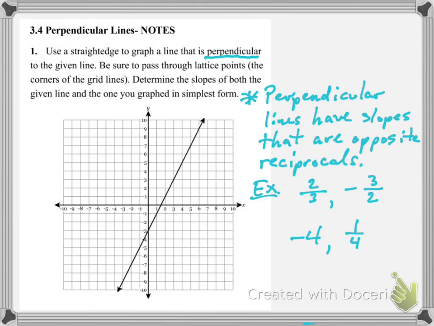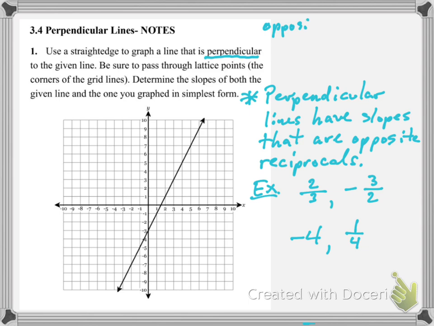So this last section of chapter 3, we're going to talk about perpendicular lines. This is going to be very similar to the last section. The only difference is instead of parallel, we're going to talk about perpendicular. Now the big thing about perpendicular lines is that they have slopes that are opposite reciprocals. So here's what that means.